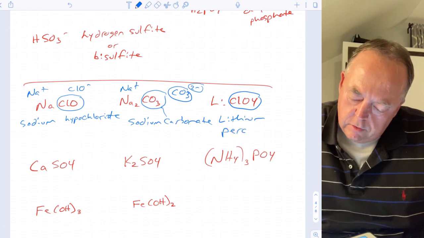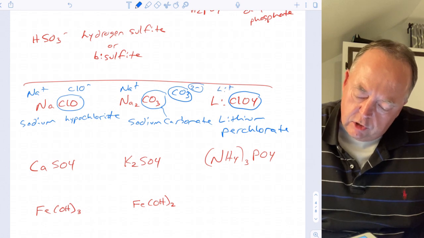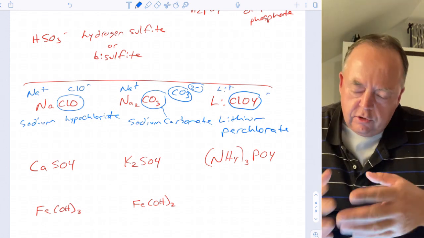ClO4 is perchlorate, right? Lithium has a +1 charge, perchlorate has a -1 charge, so there's one of each.